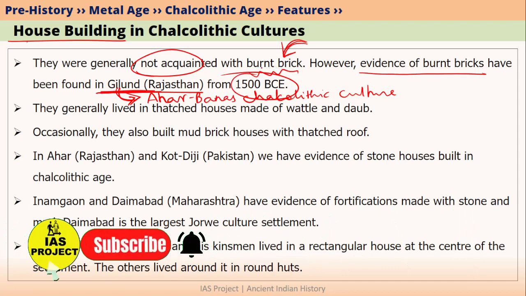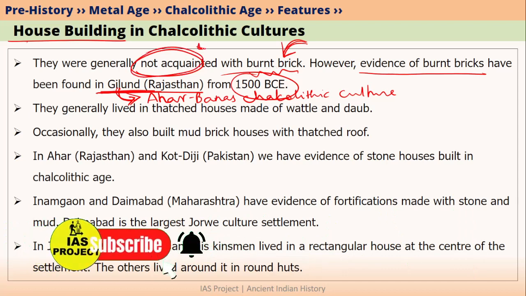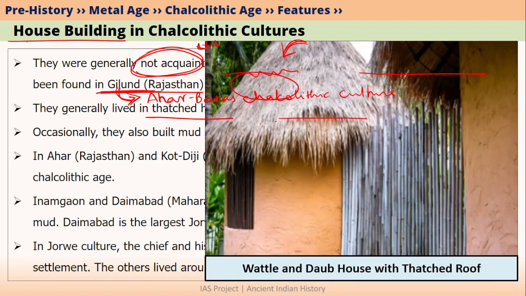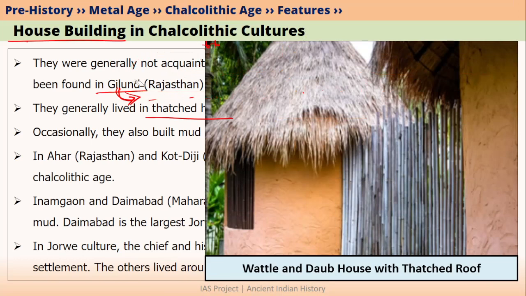Other than this example, most of the Chalcolithic sites are generally not acquainted with burnt brick. So how were they building their houses then? These people were mainly living in thatched houses that were made of wattle and daub. Let's look at an example of wattle and daub house that has a thatched roof. So in this picture, you can see wattle and daub house which has a thatched roof.